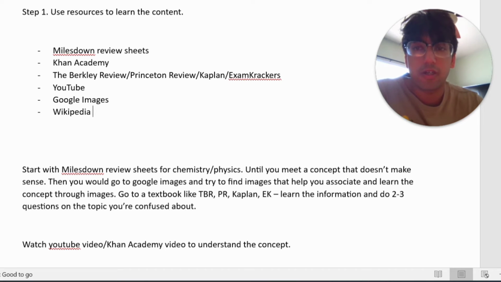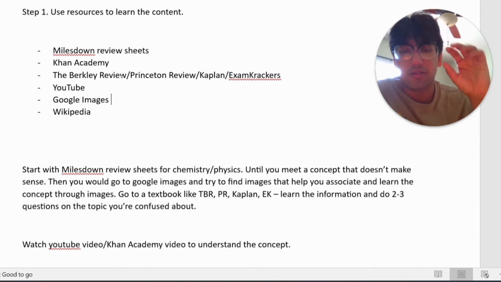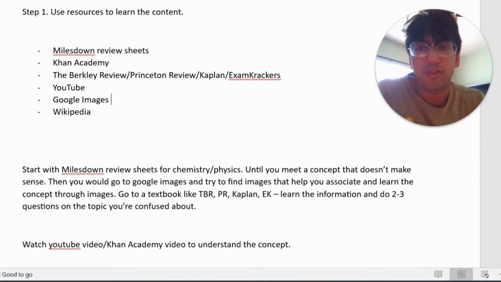Similarly, if I Google imaged SN2 reactions, it would be really helpful to understand, oh, it's a backside attack and it's causing this to invert, and things like that. And so that was helpful.